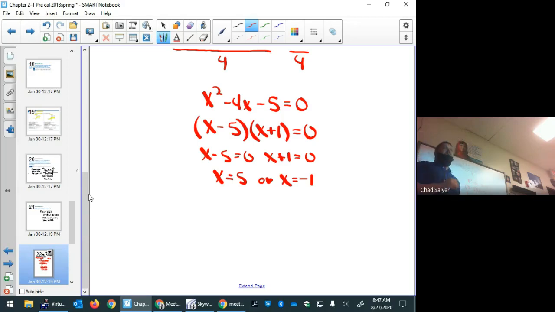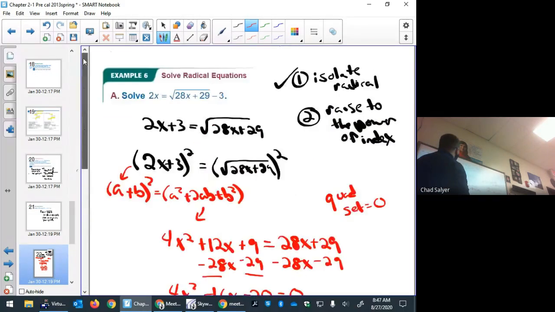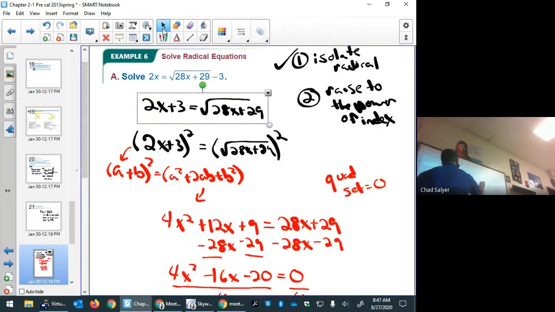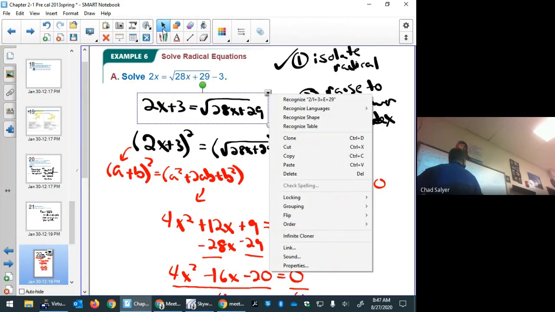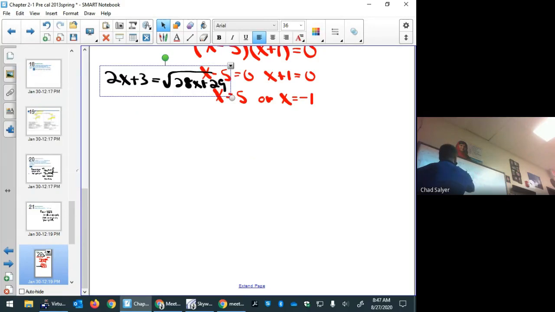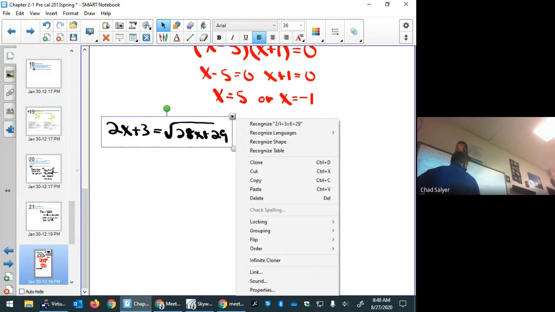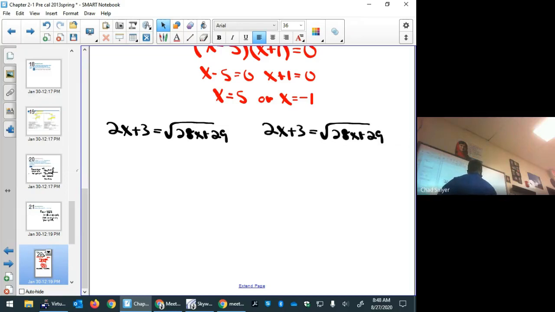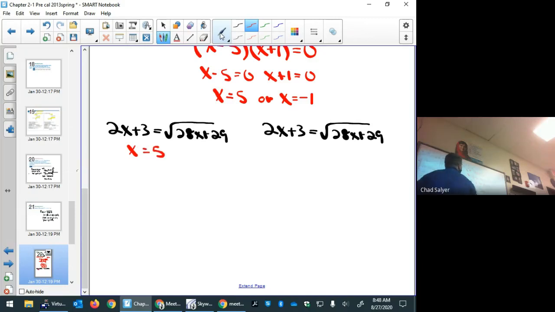But I'm not quite done yet. So once I find the solutions of a radical equation, I have to plug them back in to the original equation and see if they're actually true, because the potential for extraneous solutions exists. So as a final step, I look back up here and I take this original relationship, I'll copy it, and then I'm going to paste it. And I'm going to test it for both of these solutions. So I'm going to test it for x equals 5, and I'm going to test it for x equals negative 1.